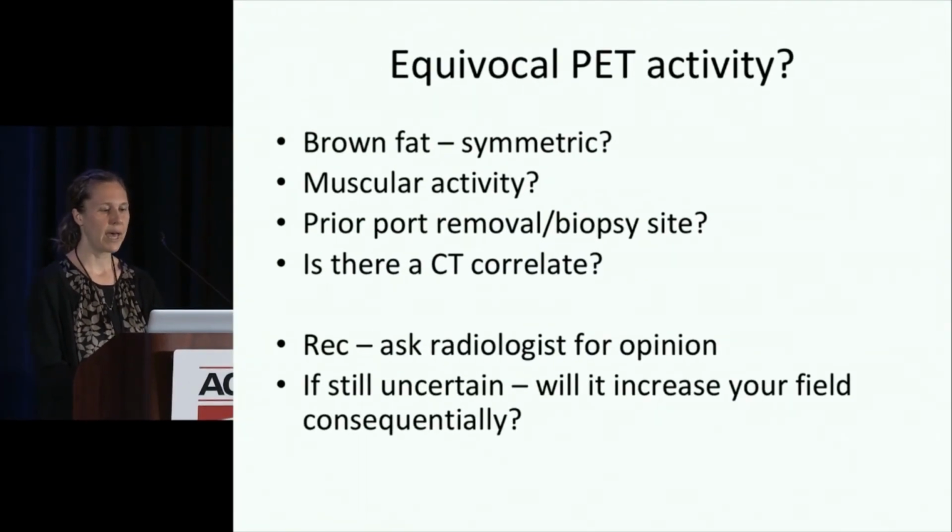Sometimes things are tricky on PET, just because these are young, healthy patients, and we do see some equivocal PET activity. Things that come up a lot are, does the patient just have brown fat? Is it symmetric? Is it just muscular activity? Is there some type of biopsy site causing PET activity that you're uncertain if you need to cover? I do caution you that sometimes patients do have excisional biopsies and that then are not PET avid, and you do need to make sure that you are covering those areas. So ask a patient, where was their initial biopsy performed? And as always in PET CT, look for the CT correlates, right? If you're still uncertain, you can, of course, ask your radiologist their opinion.